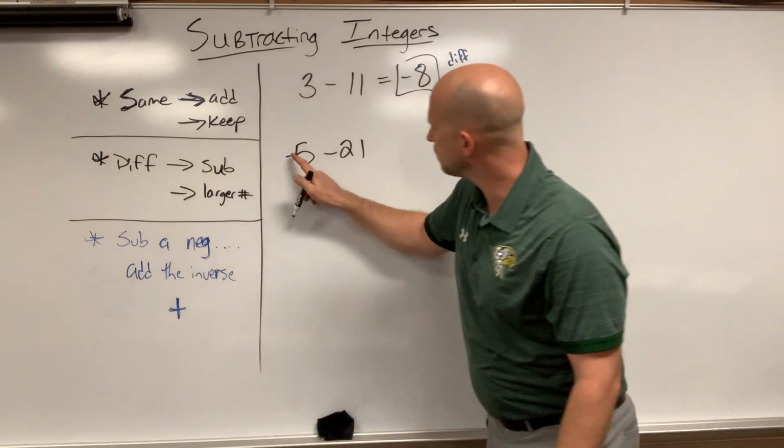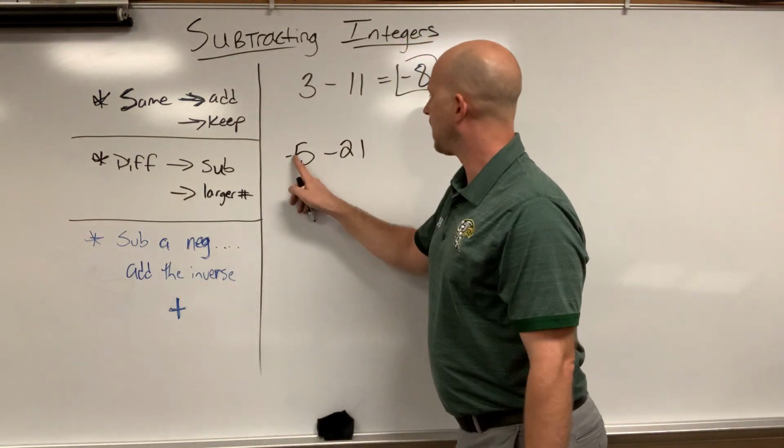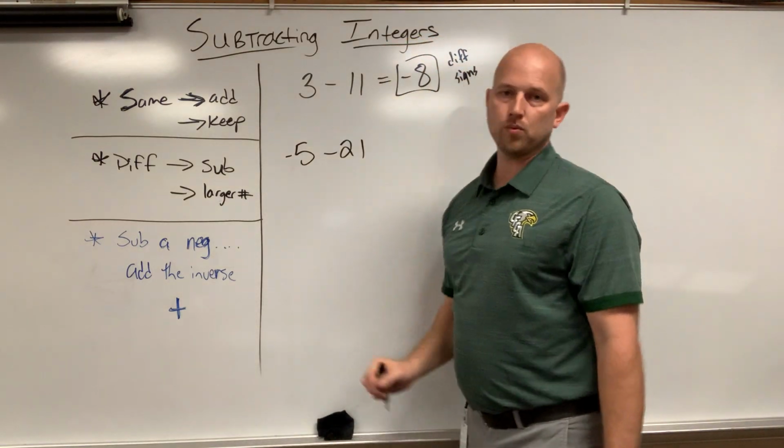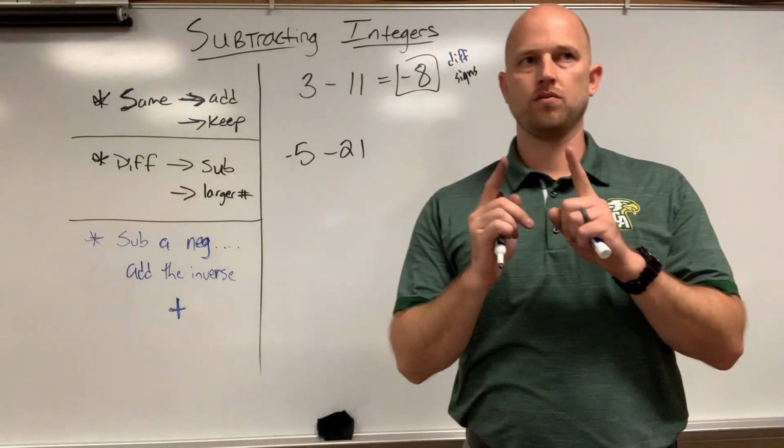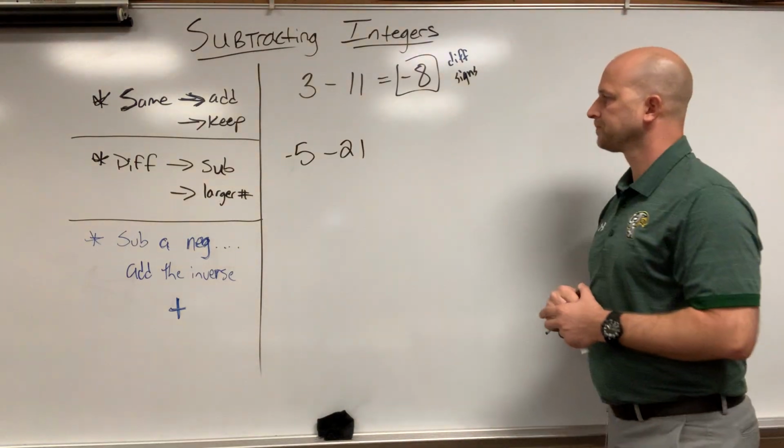-5. Is there no space there? That's a -5. -5 minus 21. All right? Find it out. Let's see what you get.